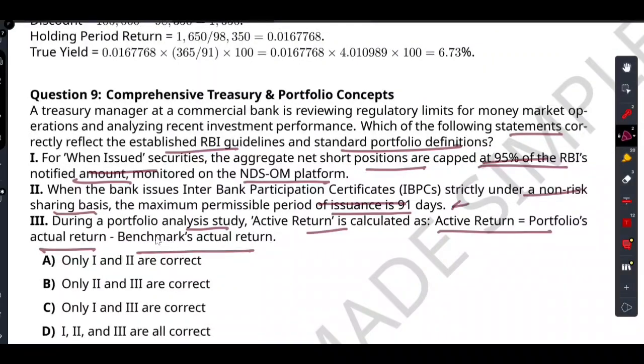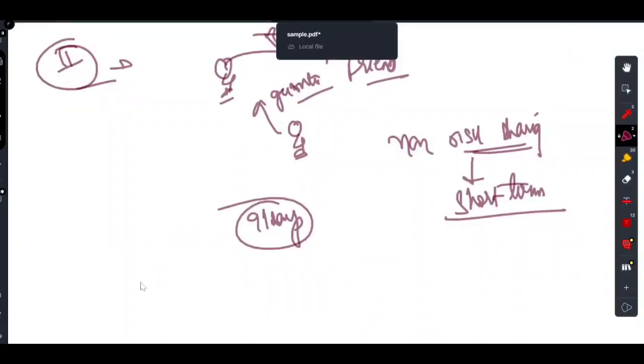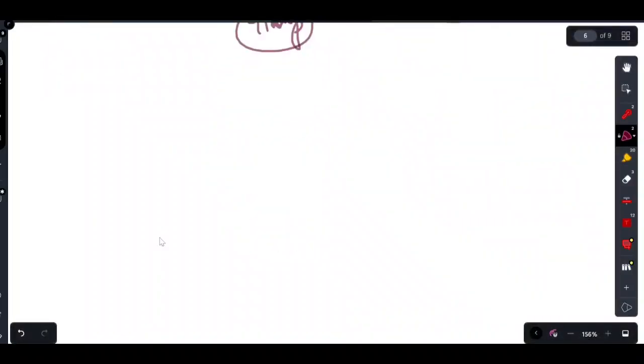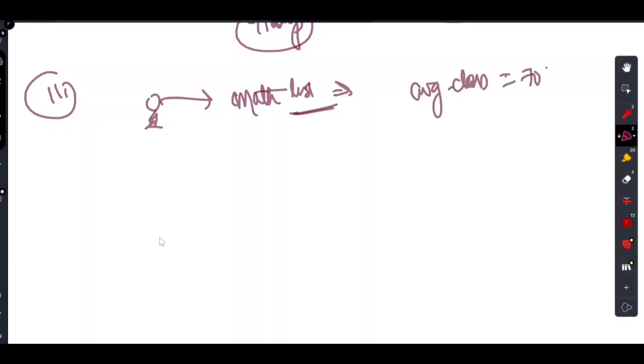Yes, exactly. Now let's look at statement 3. This is all about the active return. Let's talk about it. Think about your child bringing home a math test. Let me give you an example for statement number 3. Suppose this is your child, bringing home a math test, and the class average was 70%.